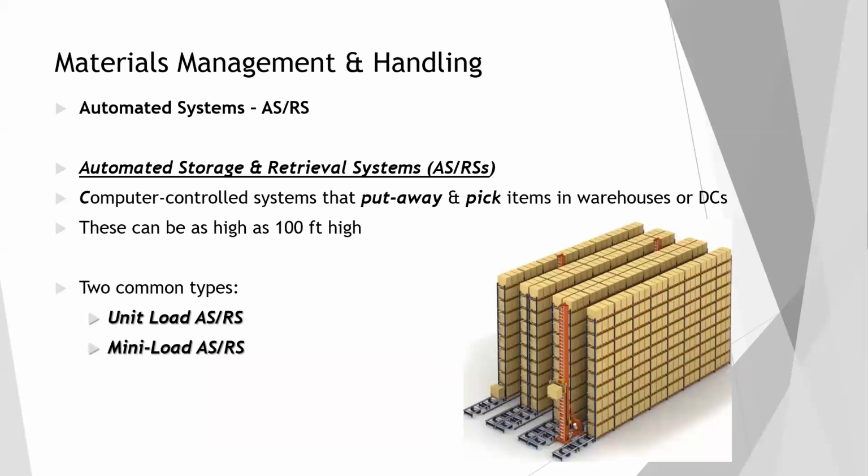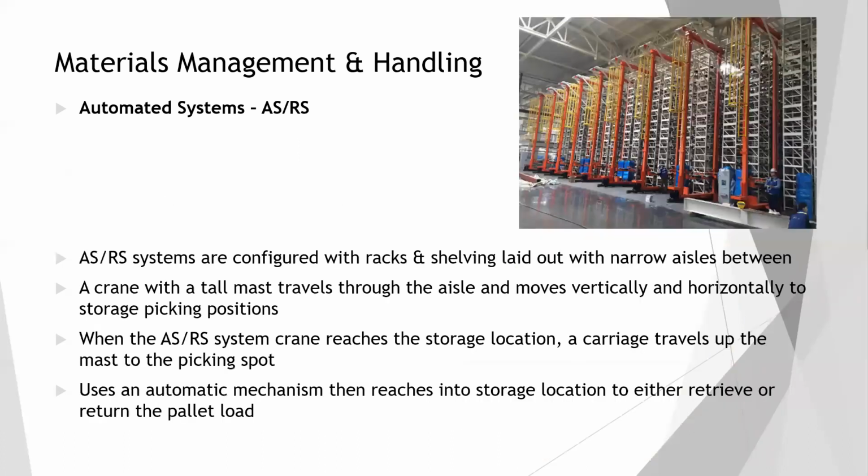So ASRS, automated storage and retrieval systems. These are computer-controlled systems that put away and pick items in warehouses or distribution centers. And again, this goes with our very high shelving. These can be as high as 100 feet. And there are typically two types: unit load ASRS and mini load ASRS.